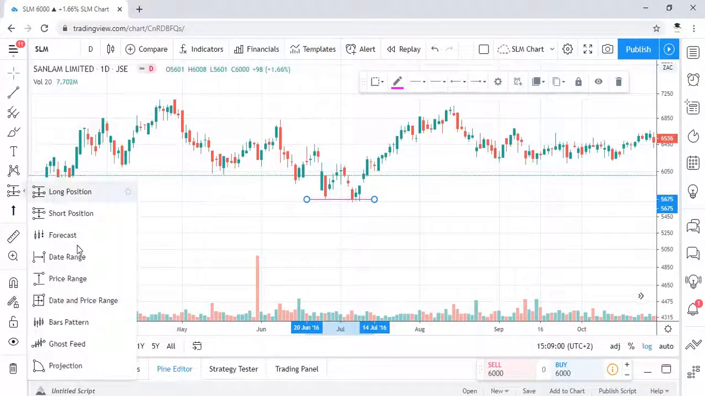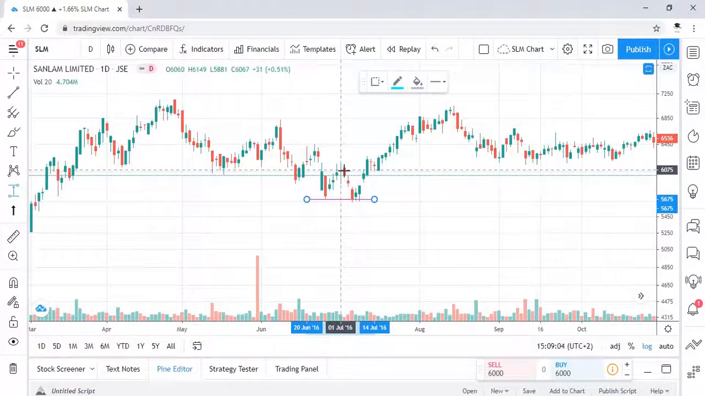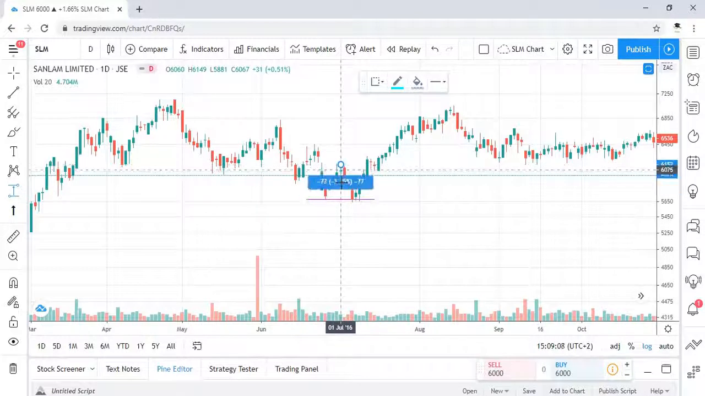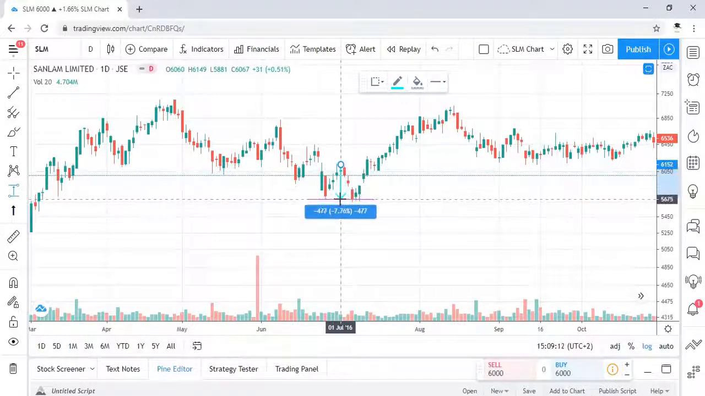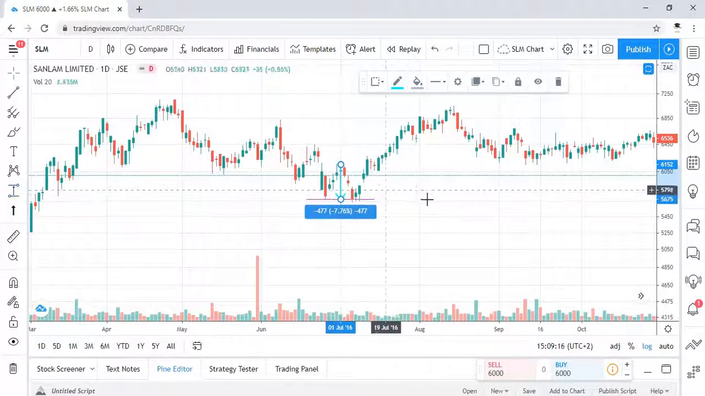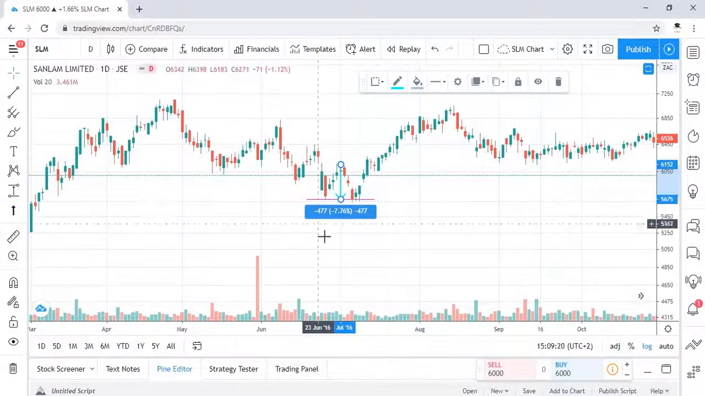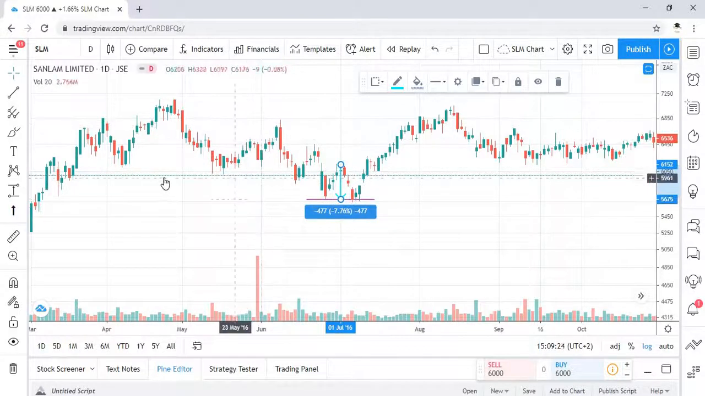Now we're just going to pick a tool that will help us to calculate. So here we're going to look at this intermediate candle and we are going to go all the way down to the line. And this gives us 477 points going downwards.